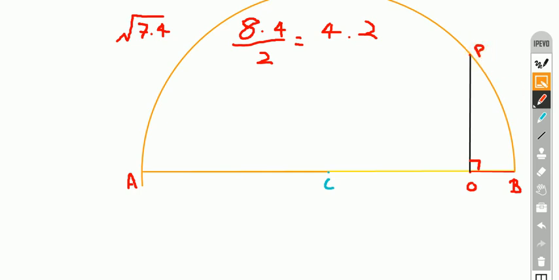This point will be point P, and this whole measure OP will be equal to under root 7.4. To show this again, we'll draw a line and put a mark 7.4 by measuring this line, and we'll put a mark over there. Is that clear to everyone? I hope this will help you in understanding this.